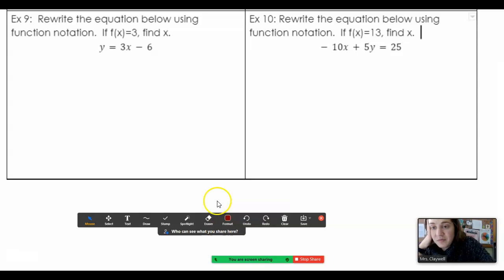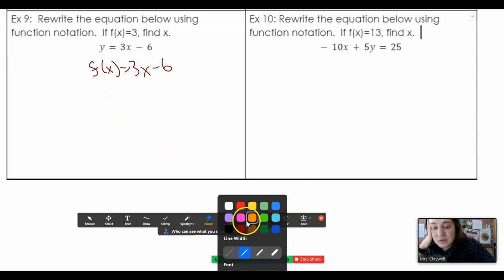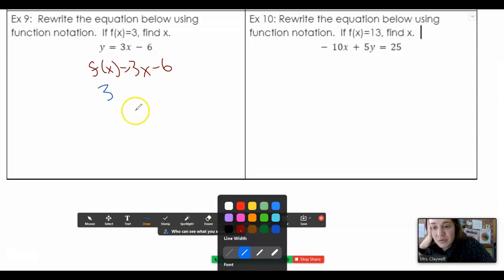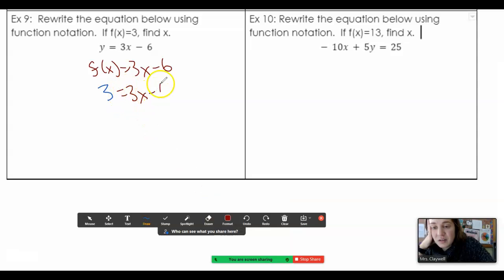These are similar. I want to rewrite it with f of x first. Then it's asking me to find when my output equals 3. So my f of x is equal to 3, and it wants me to solve for x now.